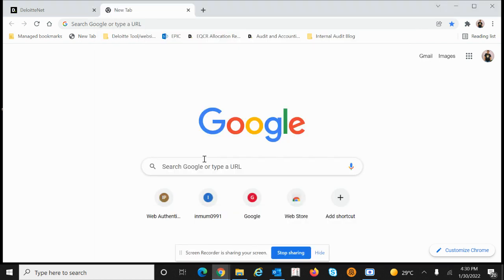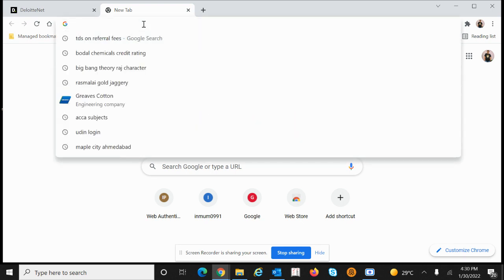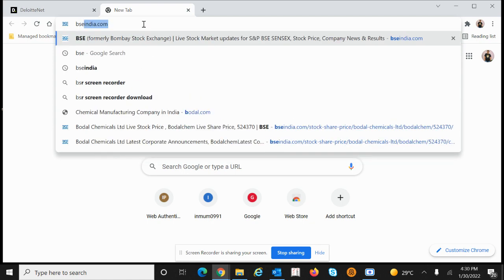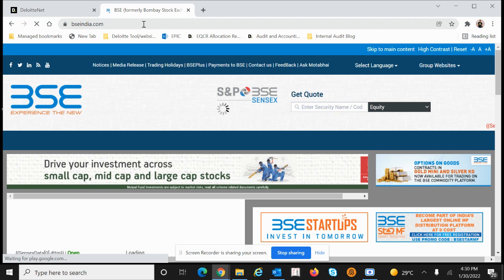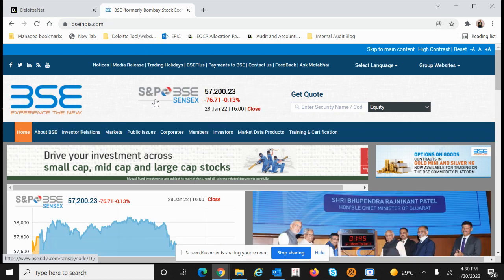So, in today's session, I will teach you how you can browse the BSE website and what data you will get on it. So, let's start the session. First, you just need to type BSE in Google, bseindia.com. So, here we are on the BSE website.